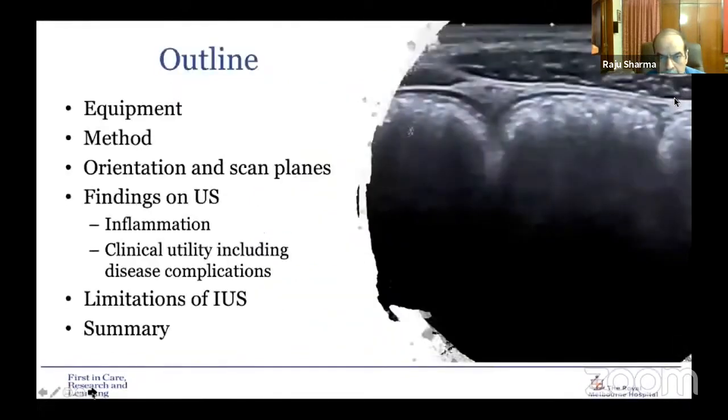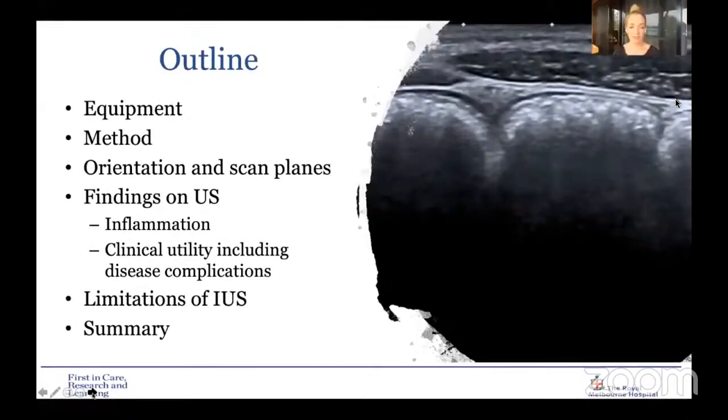So this is just an outline of what we'll be discussing today. We're going to mention the equipment that's required to perform a bowel ultrasound, the method of how you approach it, and the orientation and scan planes that you will see when you perform this test, and what findings are important on ultrasound, what defines inflammation, and the clinical utility, including disease complications and identifying them. And then finally, we'll discuss some of the limitations of intestinal ultrasound.